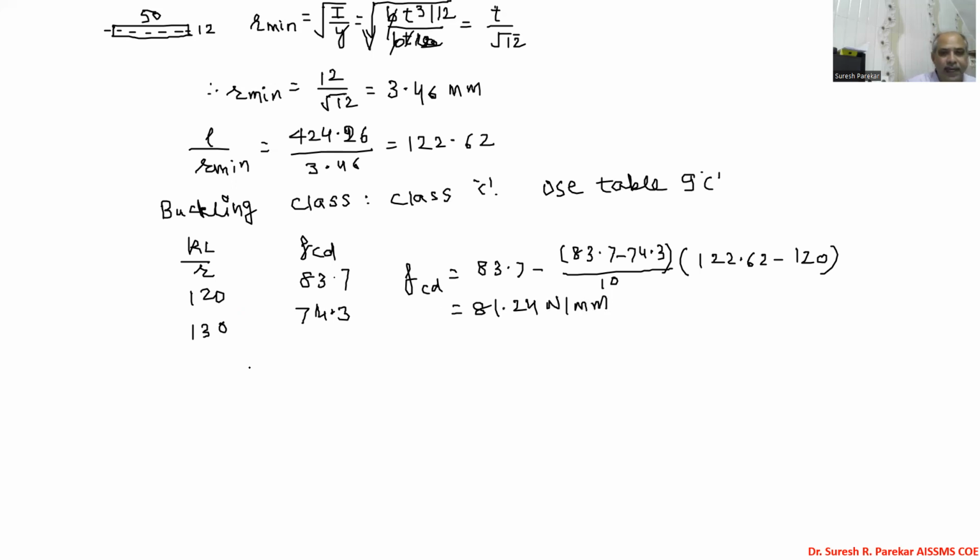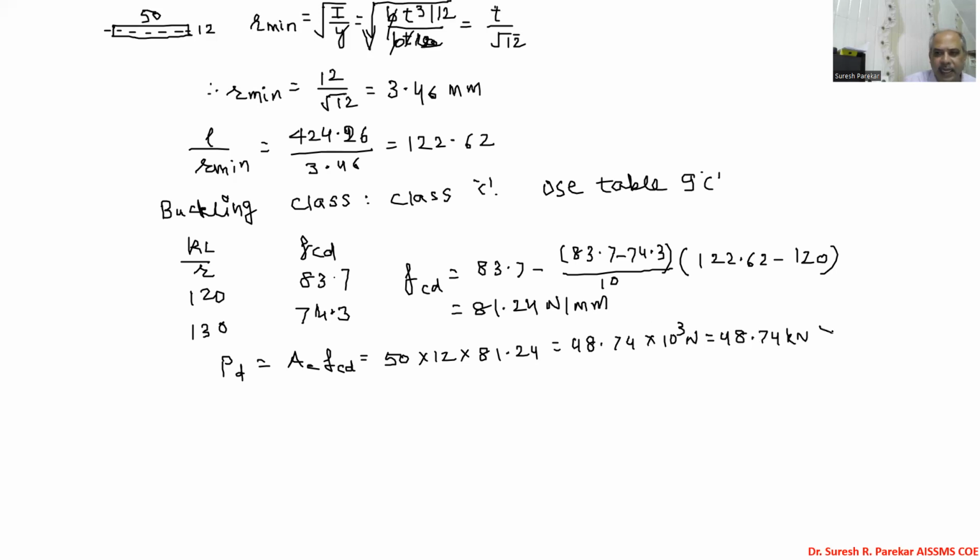Then we have to find Pd, which is equal to Ae into fcd. Ae we have 50 into 12 and fcd we have 81.24. From this we will get 50 into 12 into 81.24, that is 48.74 into 10 raised to 3 newtons, which is 48.74 kilonewton. This value is greater than 19.45, which we have calculated as the force in lacing.